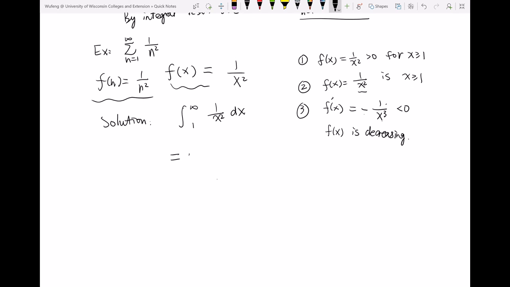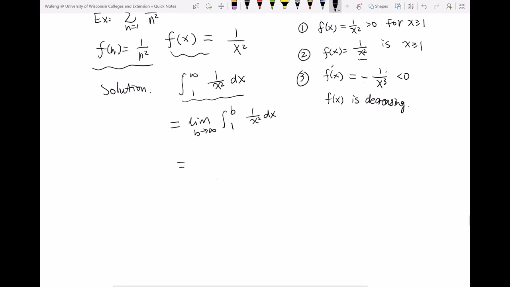You take the integral of that, which should be negative x to the negative 1. This is an improper integral, so take the limit as b goes to infinity, with the integral from 1 to b. You take the integral of 1 over x squared, which is negative x to the negative 1, so negative 1 over x. Very good.